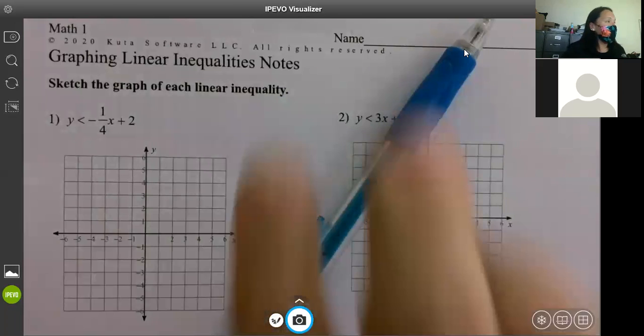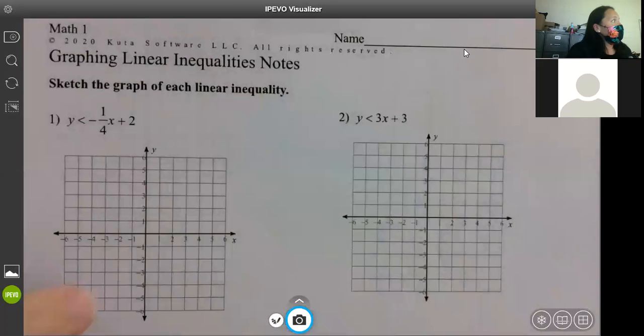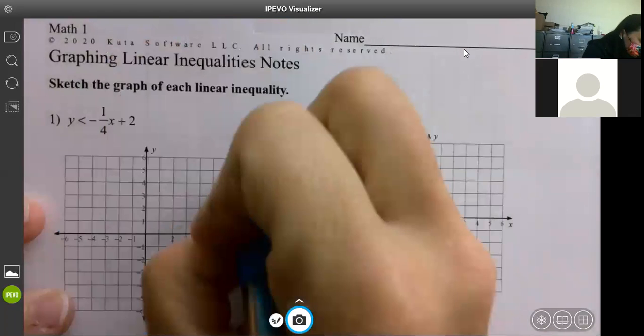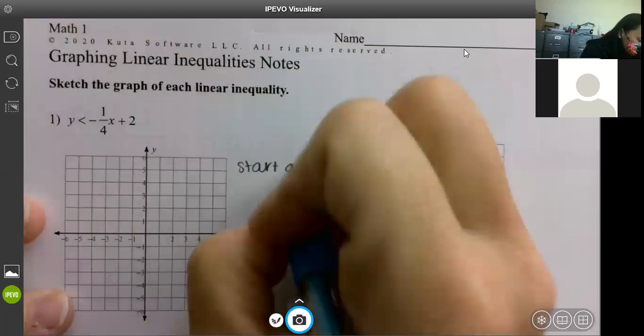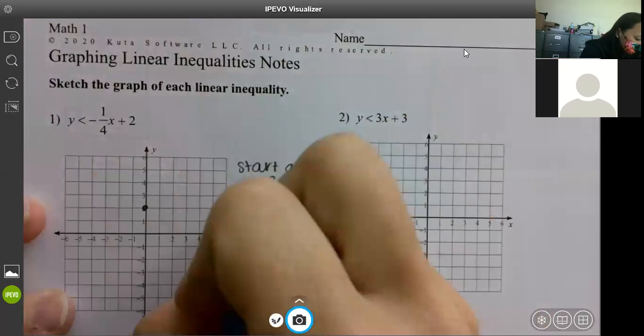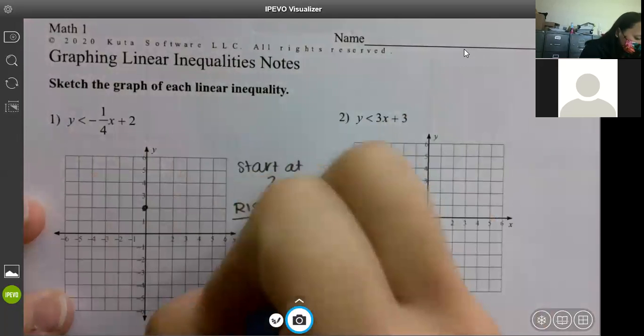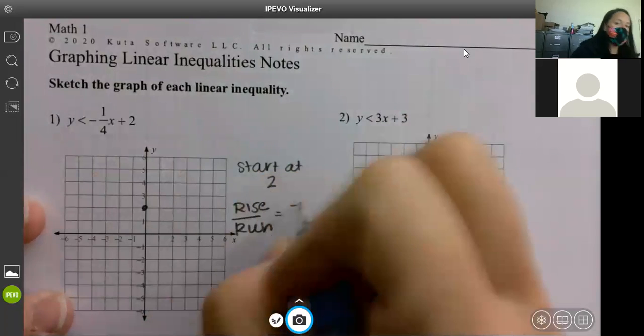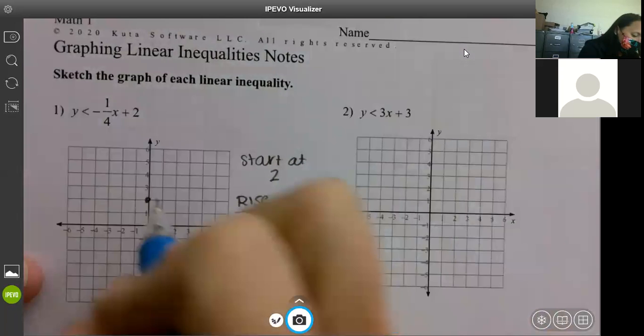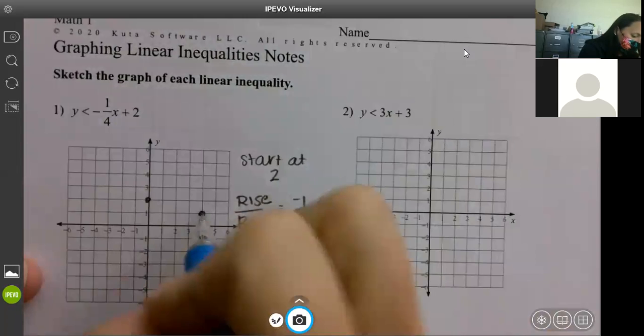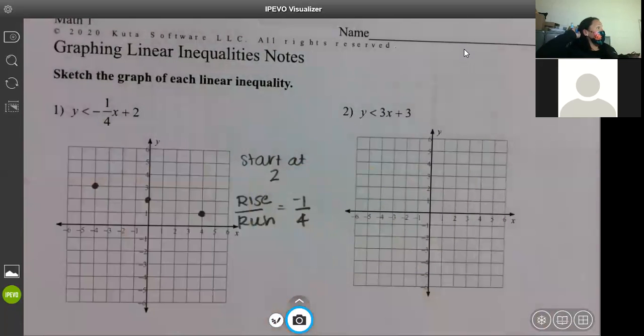So if we were to graph this line, how would we graph it on our coordinate plane? What do we got to do first though? Where we start. So start at 2. And then it says our rise over run is -1/4. So it says go down 1 and over 4. And then we're going to stop right there. So that's normal. That's stuff you already know, right? Is everybody good with that?